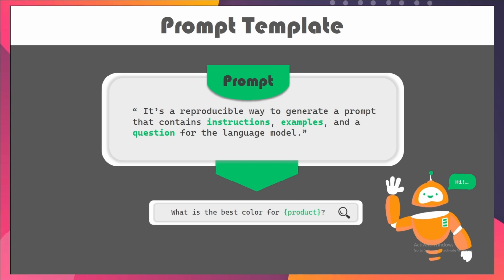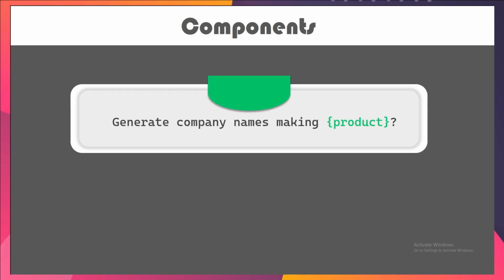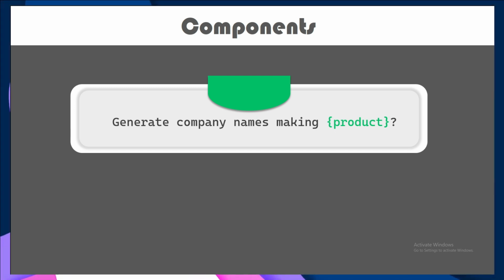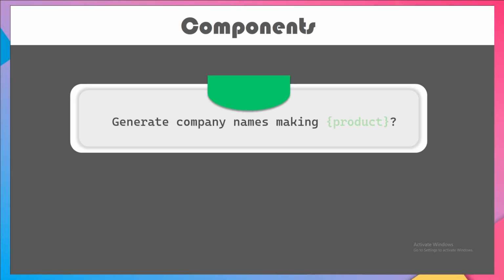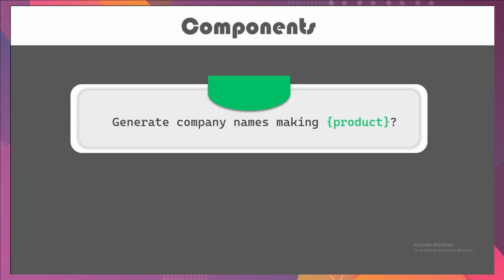Now, what is an input variable and a text template? So, input variables are placeholders that can be filled with different values by the user. For example, if you want to create a prompt template for generating company names based on a product, you can use the product within curly braces as an input variable. A text template is a string that contains the instructions for the language model and optionally a few short examples. And the text template uses the input variable as a part of the instruction.